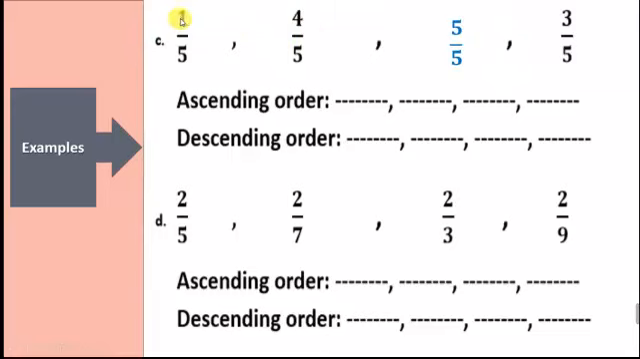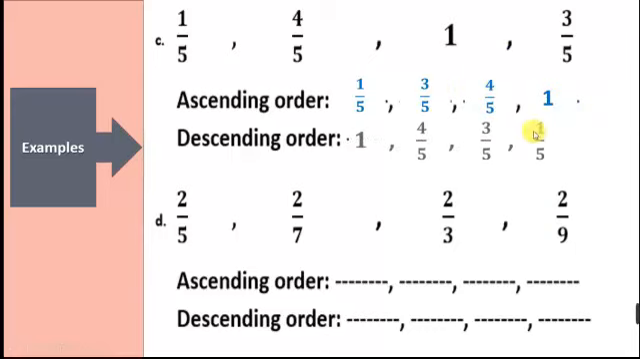Look to the numerator: 1, 4, 5, 3. Which is the smallest one? 1 over 5, then 3 over 5, then 4 over 5, and then 5 over 5, which is 1. So we are going to write 1. In descending order, we are going to start from the opposite side: 1, 4 over 5, 3 over 5, and then 1 over 5. Okay, let's see the next one.